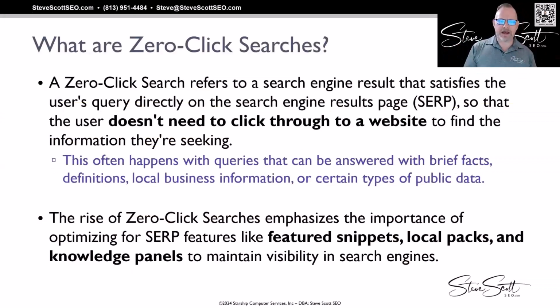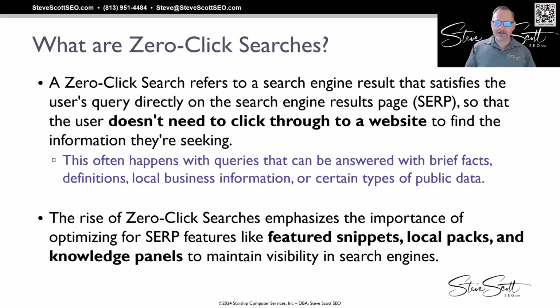Let's get just the basics here, right? A zero-click search refers to a search engine result that satisfies a user's query directly on that search engine result page, the SERP, as we call it. By doing that, the searcher doesn't need to click through to a website to find the information they're seeking, right? They get the information right on the search results page. Thereby we call it a zero-click search because there's no clicking going on. You ask Google for something and they respond with information that you find valuable enough to not need to click through. This can often happen with queries that can be answered with brief facts, definitions, local business information, or other types of public data.